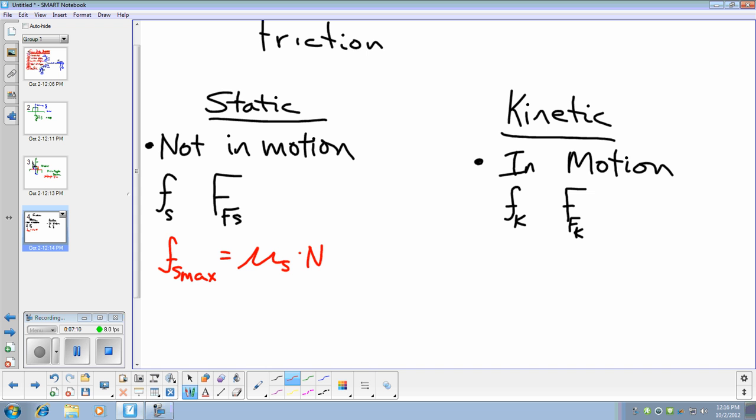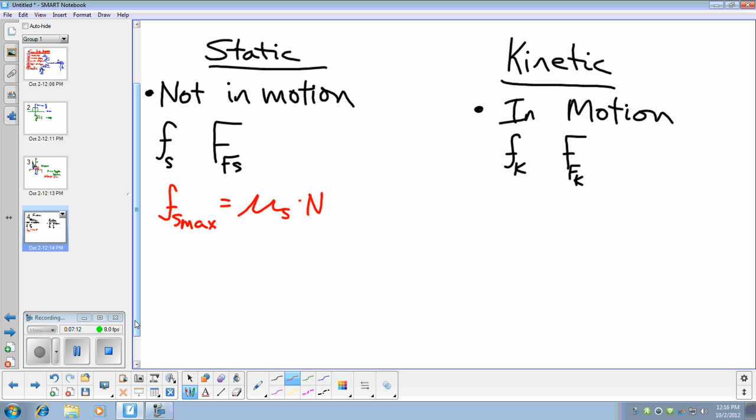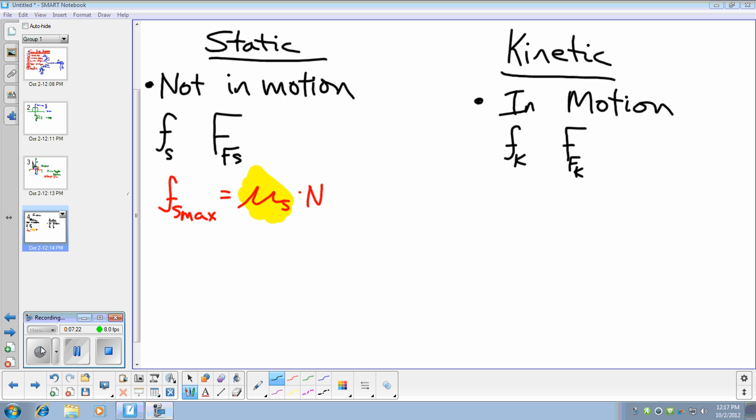Now, let's remind ourselves what that mu means right here. Let me get my highlighter out. The mu stands for the coefficient of friction. This value will often be given to you. It's the amount of friction that's unique to every type of surface we're talking about, and usually that's a supplied value.